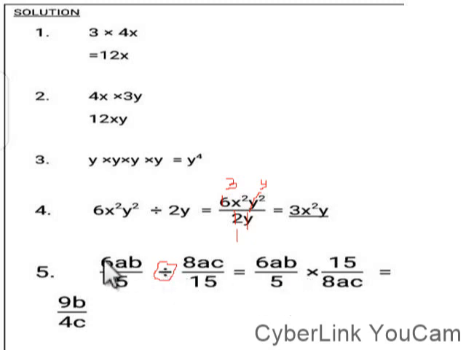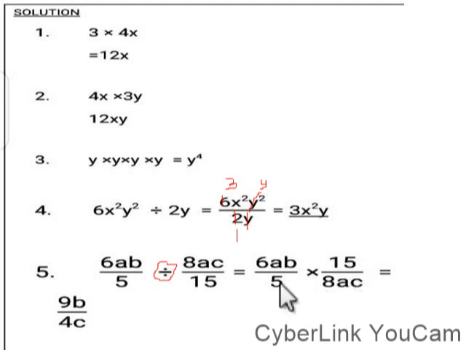So we now have it as 6ab over 5, which we have here, times, that is changing this division to multiplication, meaning that 15 will now go up, 8ac will now come down, just like we have it here. When that is done, the next thing we have to do is to reduce this expression to the lowest term.